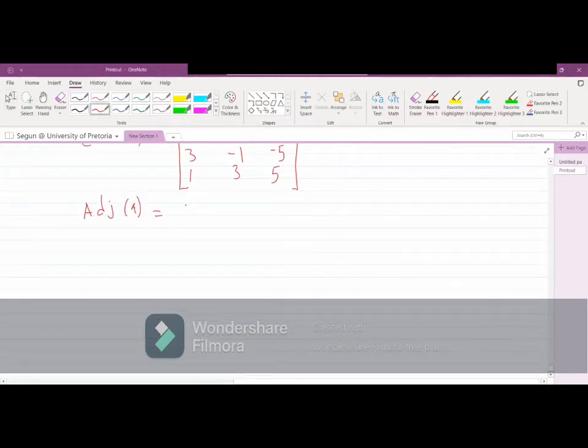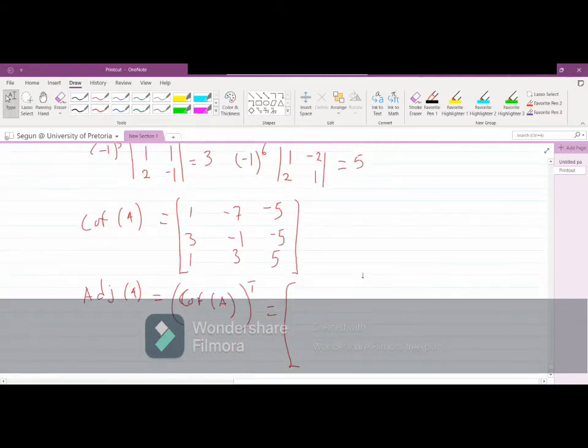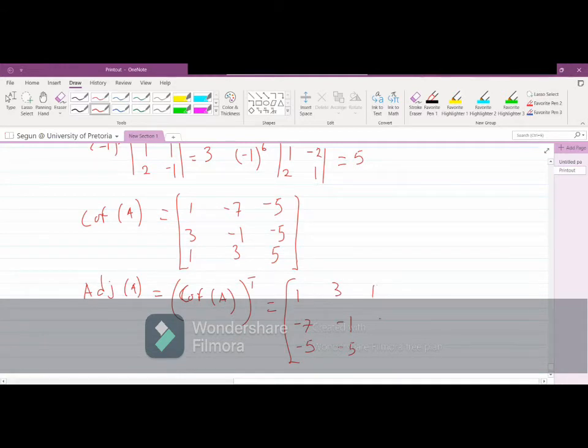So it's going to be the cofactor of A transpose, which is the same thing as letting the rows become columns. So it's going to be 1, minus 7, minus 5. The next: 3, minus 1, minus 5. Next: 1, 3, 5.